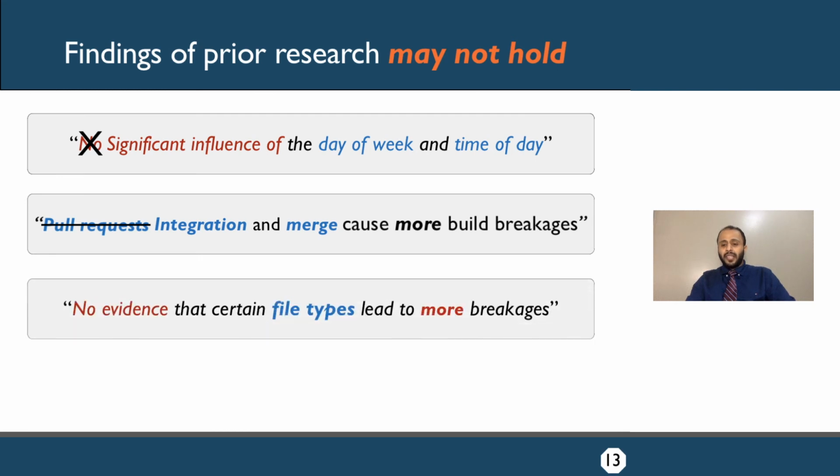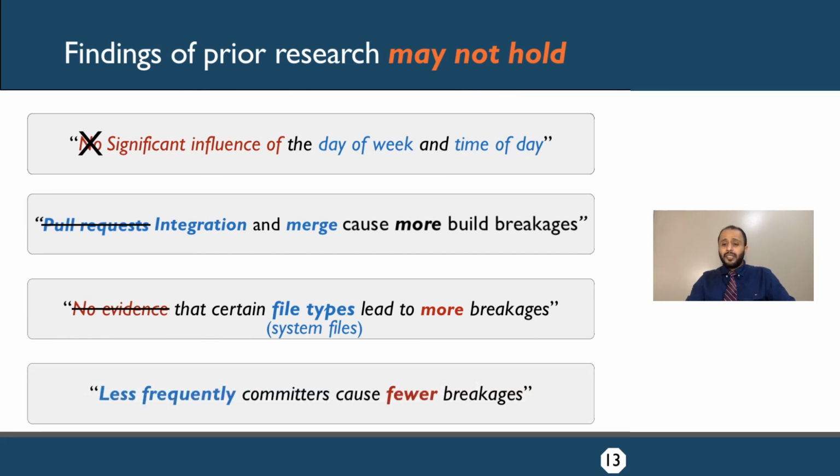Moreover, the study did not find any evidence that file types are associated with build breakages, but removing the noise has revealed that system files are actually associated with build breakages. Finally, the study found that developers who commit less frequently cause fewer breakages. But we also found that daily committers can cause fewer breakages as well.